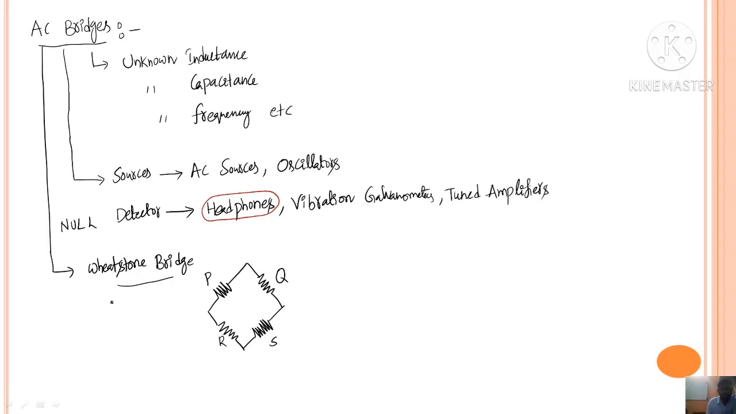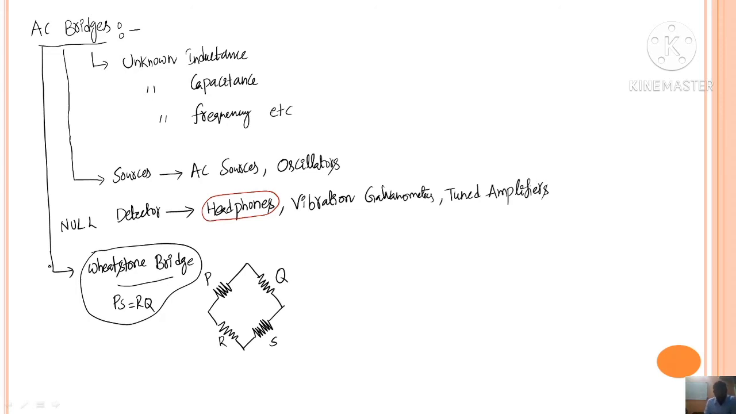So we got the balance equation as PS into RQ. P into S is nothing but the product of these two opposite arms, and RQ is nothing but the product of these two opposite arms. Okay, so based upon this concept, which we got from Wheatstone bridge, we will derive the balance condition for AC bridges.